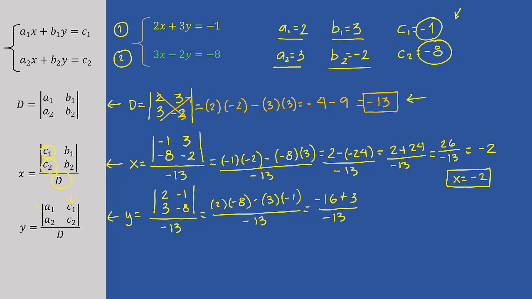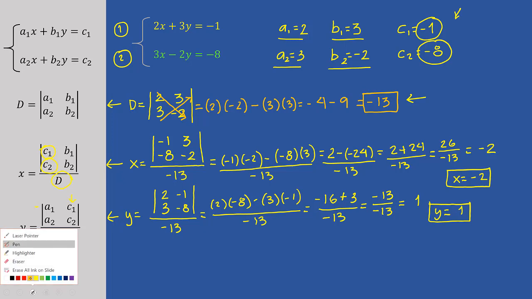Now, minus 16 plus 3 equals minus 13 over minus 13. And minus 13 over minus 13 gives us positive 1. That means that y equals 1. Okay, so that is how we solve this system of equations. But now we want to check if we are correct.